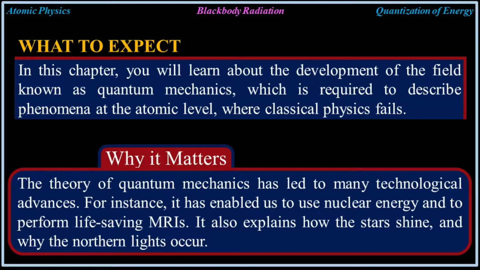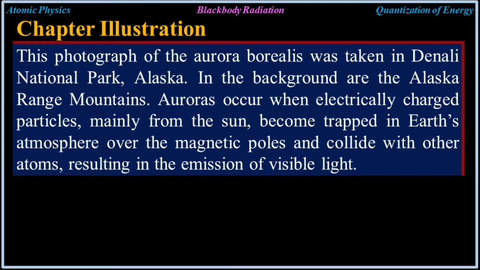What to expect? In this chapter, you will learn about the development of the field known as quantum mechanics, which is required to describe phenomena at the atomic level where classical physics fails. The theory of quantum mechanics has led to many technological advances. For instance, it has enabled us to use nuclear energy and to perform life-saving MRIs. It also explains how the stars shine and why the northern lights occur.